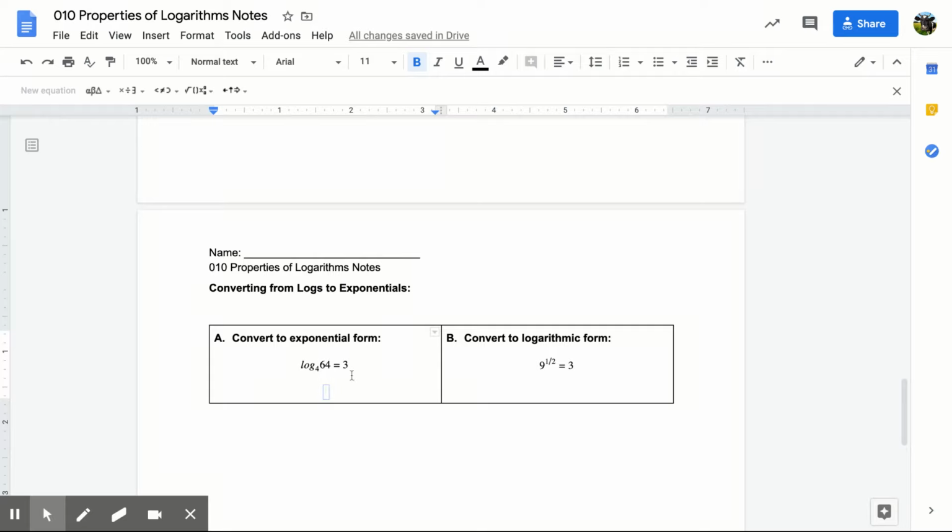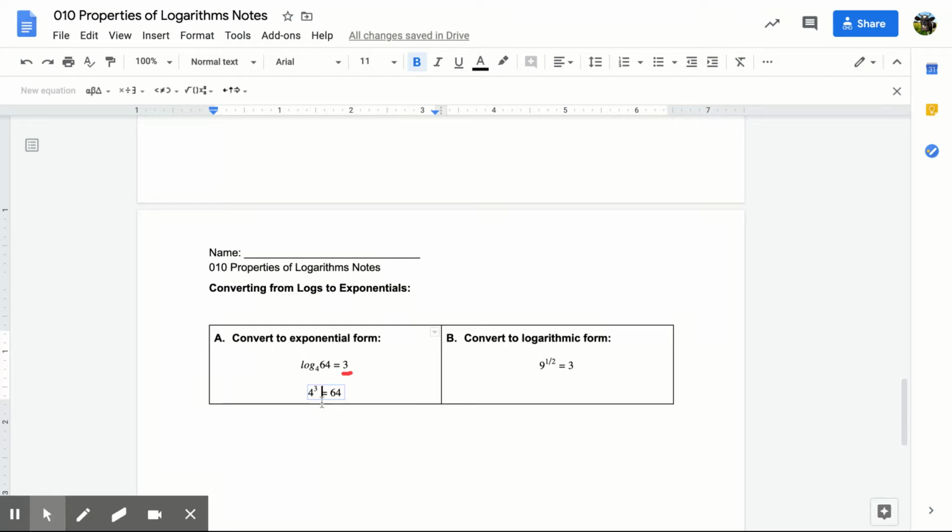So let's say I look at example A, and I ask you to take this logarithm and convert it to exponential form. Here's the thing. The 3 right here is actually going to end up being my most important number. So watch what happens here. The 4 and the 64 are just going to be normal numbers, and I've written them in the order that they appear in the logarithm. But the 3, the number that's by itself, is going to end up being my exponent. And that will be true every time. So whatever number is by itself is going to become your exponent.